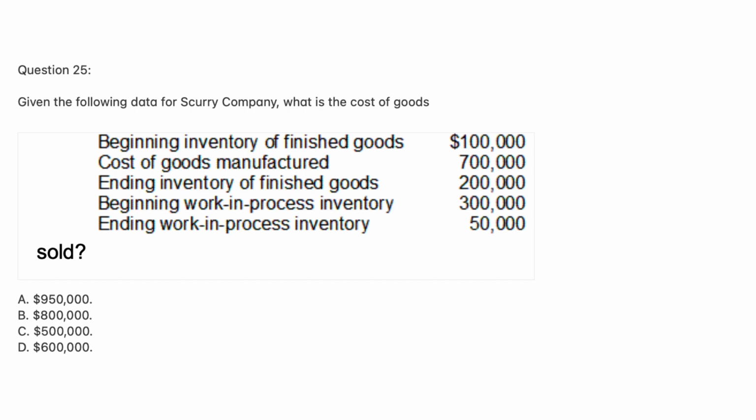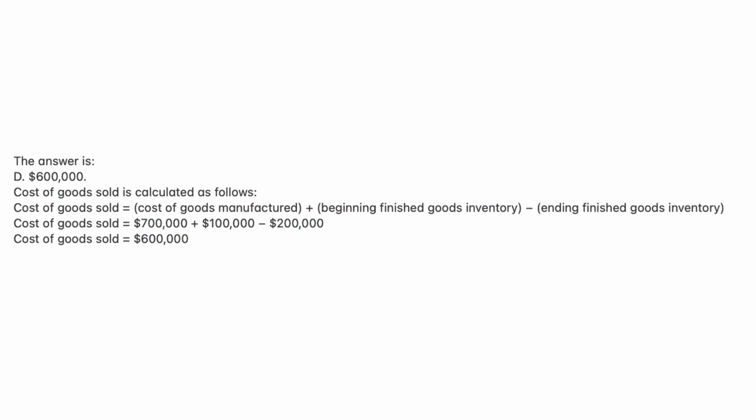Question 25. Given the following data for Scurry Company, what is the cost of goods sold? A. $950,000. B. $800,000. C. $500,000. D. $600,000. The answer is D. $600,000. Cost of goods sold equals cost of goods manufactured plus beginning finished goods inventory minus ending finished goods inventory. Cost of goods sold equals $700,000 plus $100,000 minus $200,000, which equals $600,000.